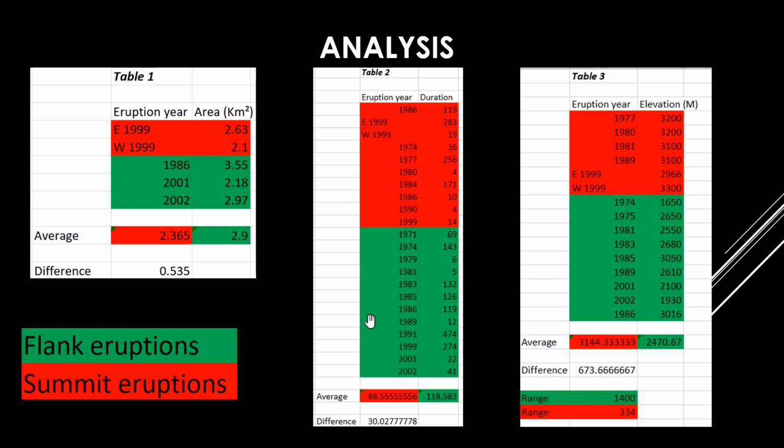Interestingly, the range in elevation differs. Underneath Table 3, we can see there are different ranges. Summit eruptions occur over a 334 meter range, whilst flank eruptions occur over a 1,400 meter range in elevation. This is probably because the different summit craters only occupy a range of about 2,900 meters above sea level to 3,300 meters above sea level. When looking at the elevation profile on Google Earth, whilst a horizontal intrusion can occur in any direction from the main conduit, at a much larger range of 1,400 meters.